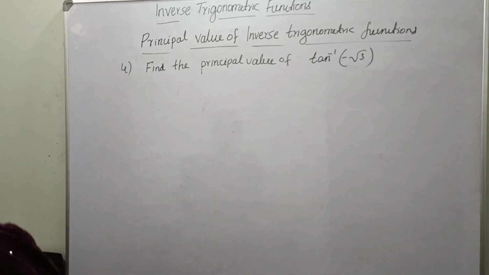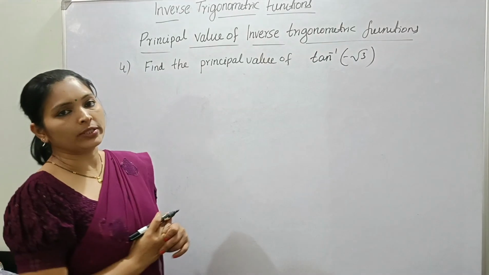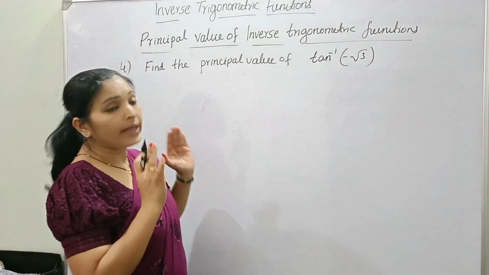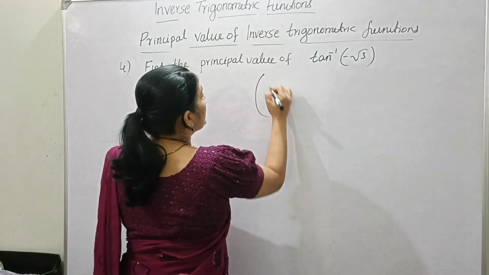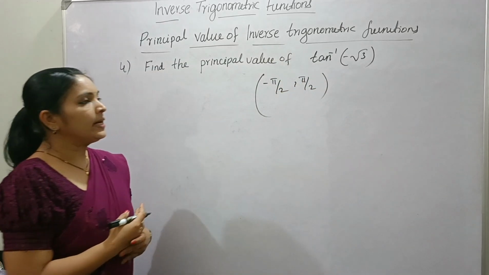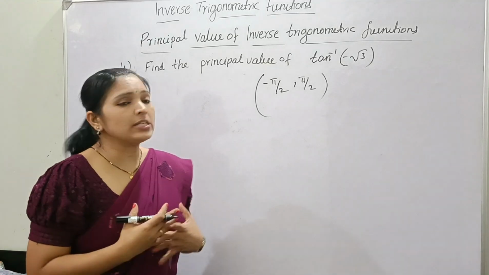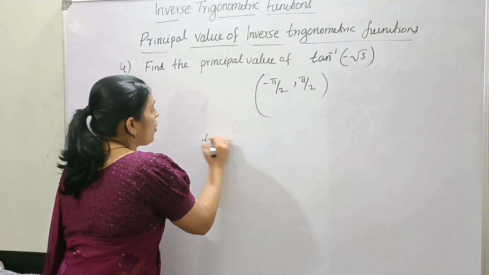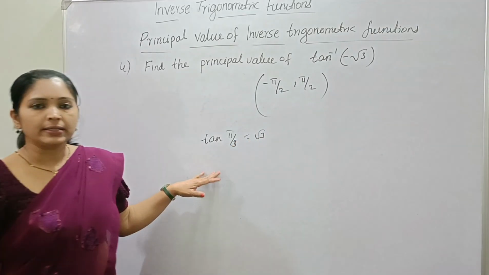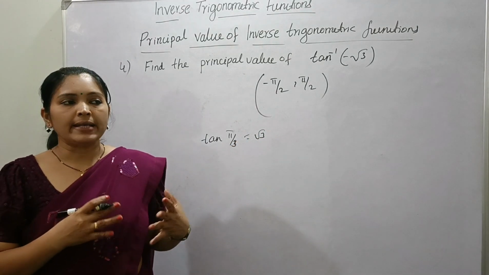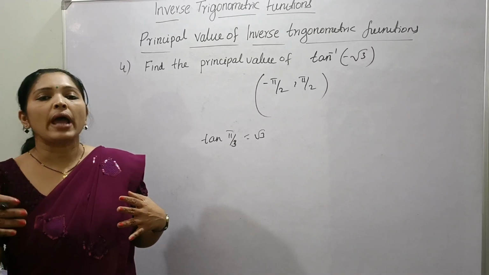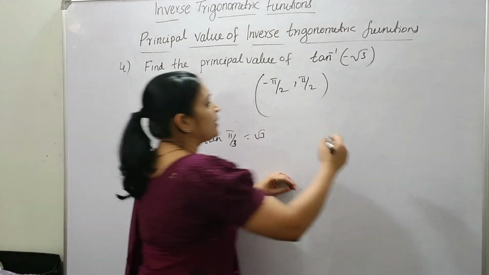Find the principal value of tan inverse of minus root 3. So first of all, let us write the principal value branch of the tan inverse function, that is the open interval minus pi by 2 to pi by 2. Okay, and here we have tan inverse minus root 3. We have tan of pi by 3, that is root 3, right? That is tan 60 degree. Tan 60 is nothing but sin 60 by cos 60. Sin 60 is root 3 by 2 and cos 60 is 1 by 2.